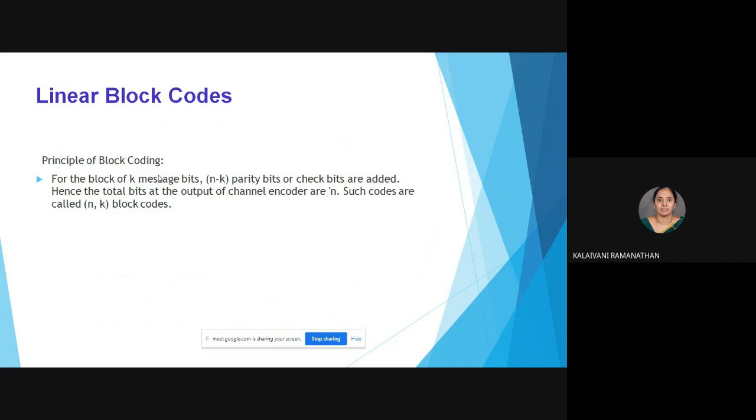Linear block code. The principle is, for a block of K message bits, N minus K parity bits or check bits are added. Hence, the total bits at the output of the channel encoder are N. Such codes are called (N, K) block codes.